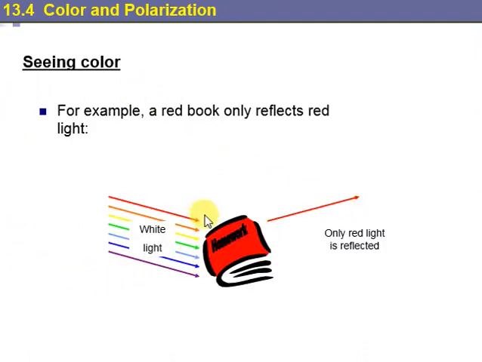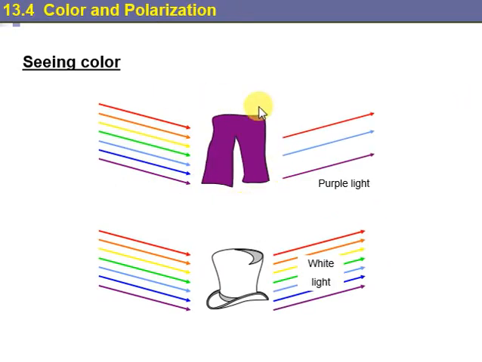Here we have many examples. You have a red book, for sure if you shine on it white, I will see it red, because the red book will absorb all colors and reflect the red color. Here we have a purple pen, so you shine on it white, I will be able to see it in its correct color, purple.